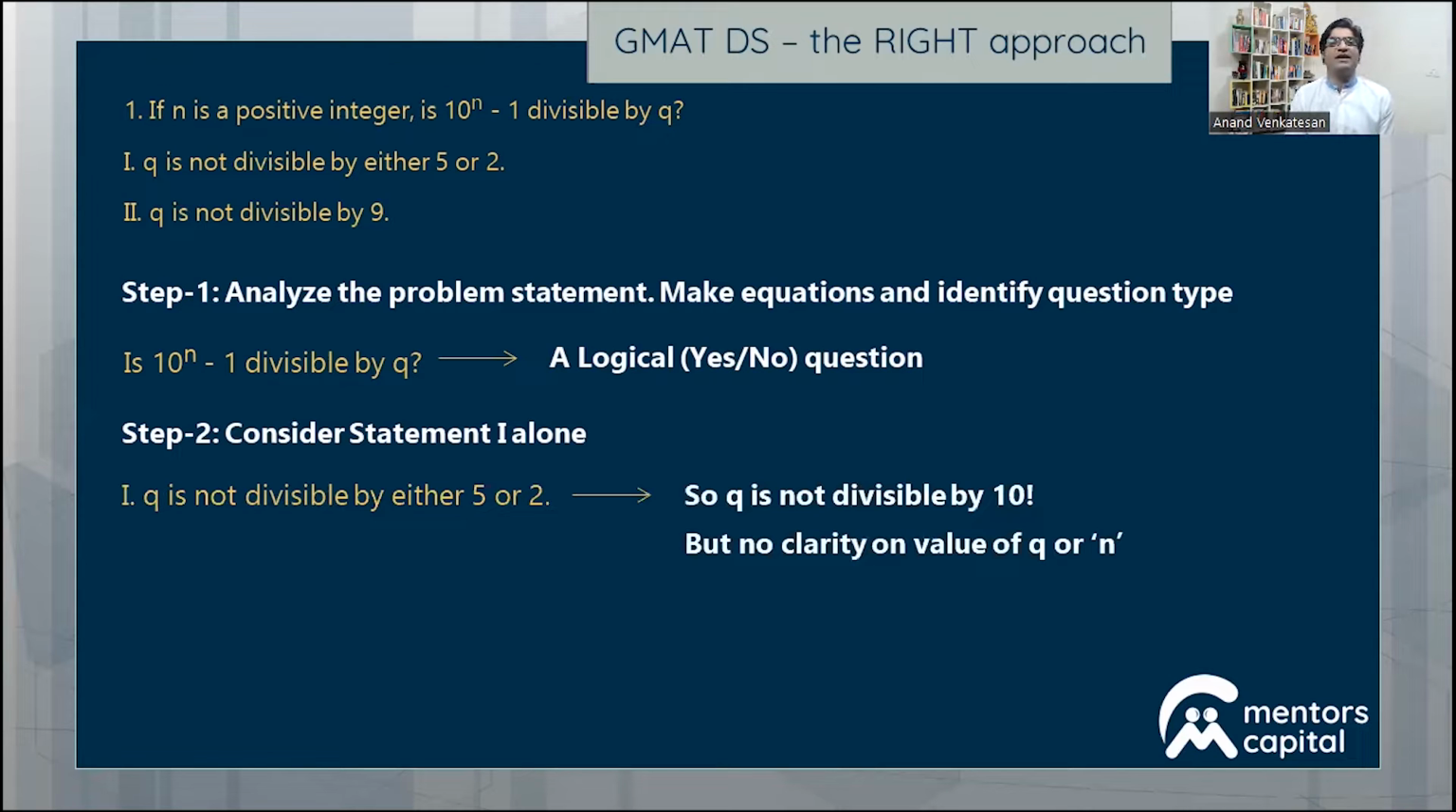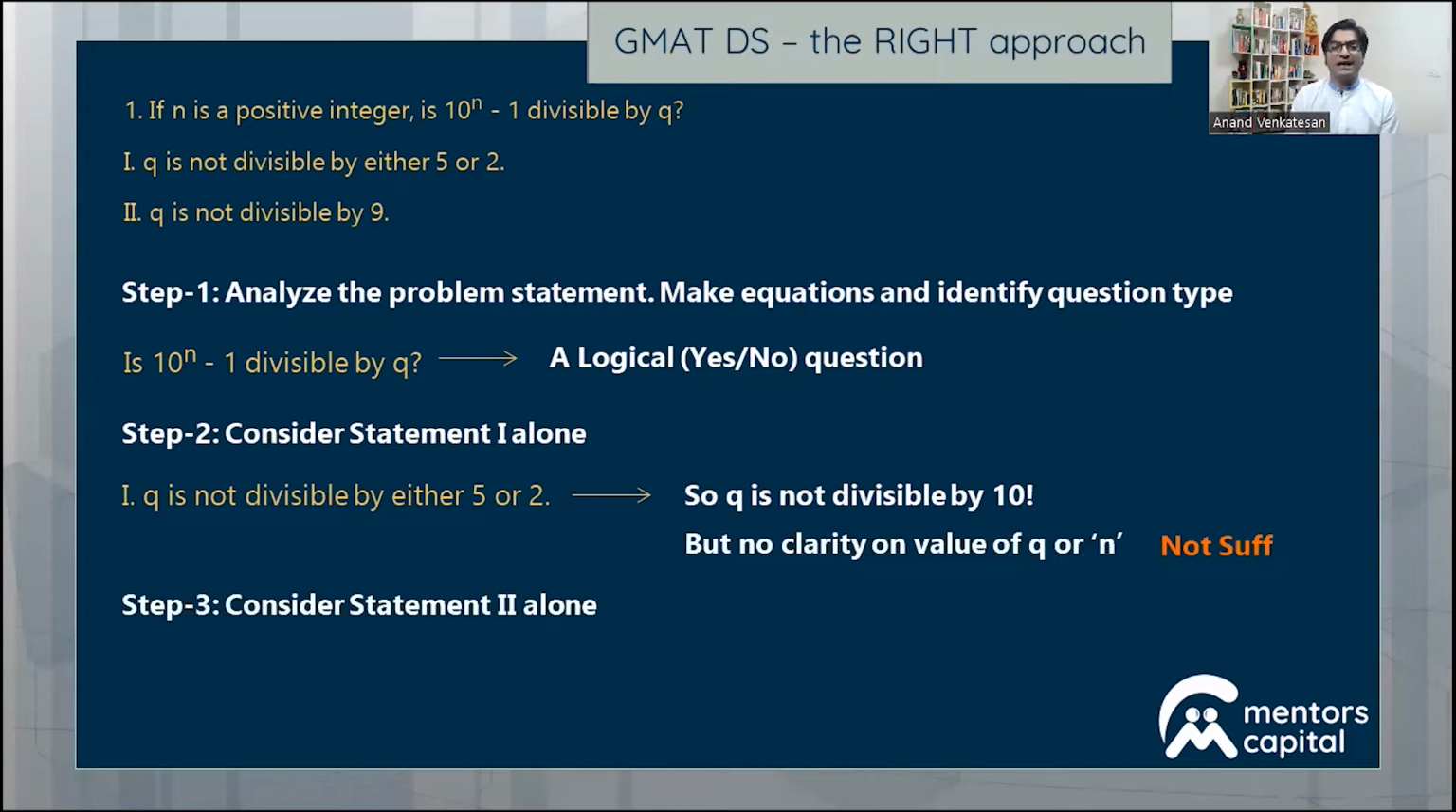So since I don't have any clarity on what q will actually be, and also in the problem statement, I'm asked about a particular value of n, which is a positive integer, which means it can be 1, 2, 3, 4, etc. Since I don't know what the value of n is, I don't know the number that is being divided, I don't know the divisor, right? No way I can say whether it's completely divisible or not, right? So this means that the statement is clearly not sufficient, right?